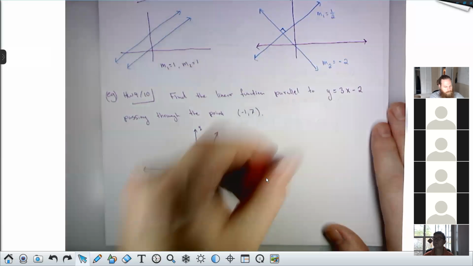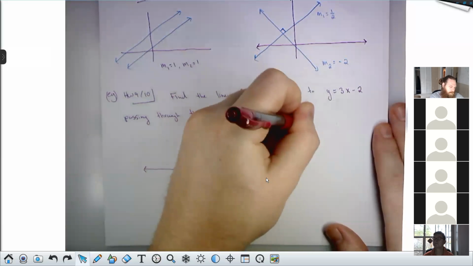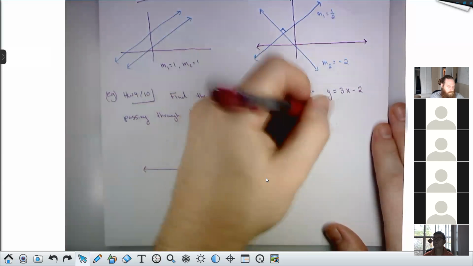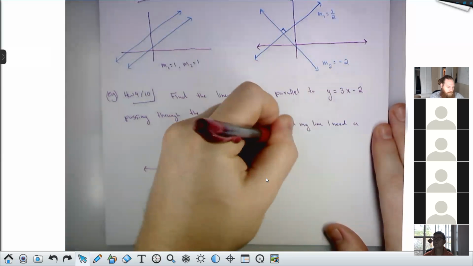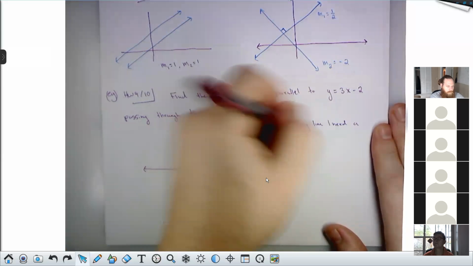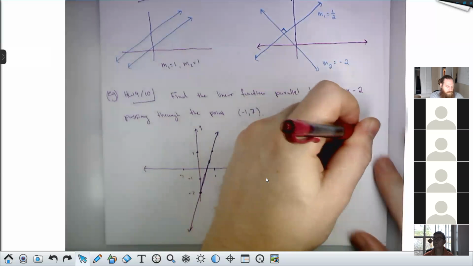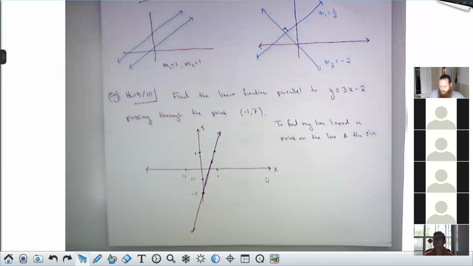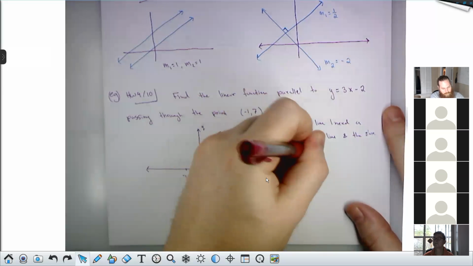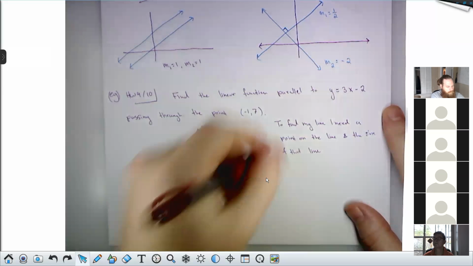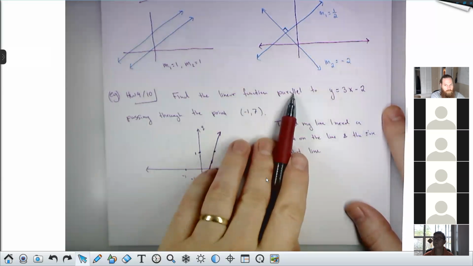So I need two things to find my line. I need a point on that line and the slope of that line. My line is supposed to be parallel to this line.